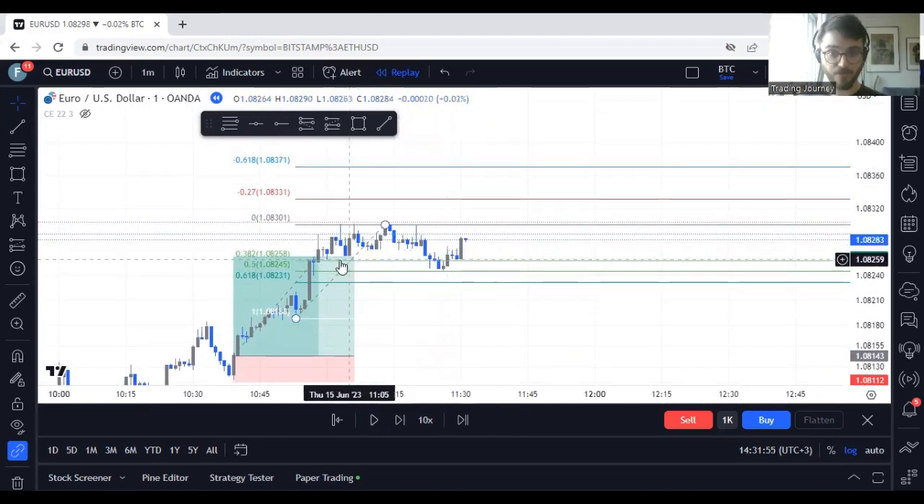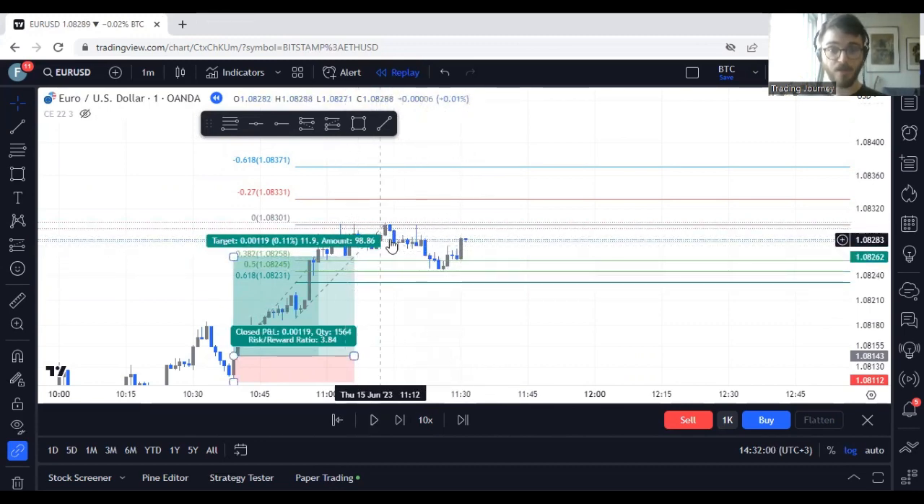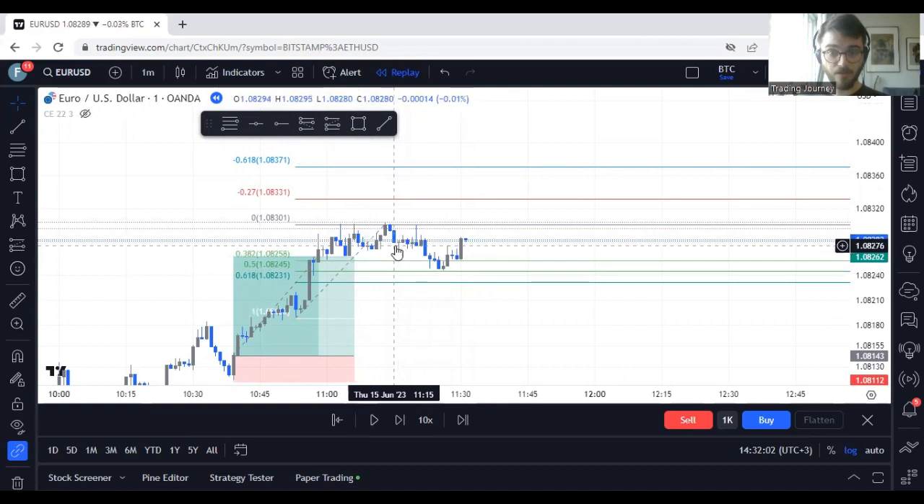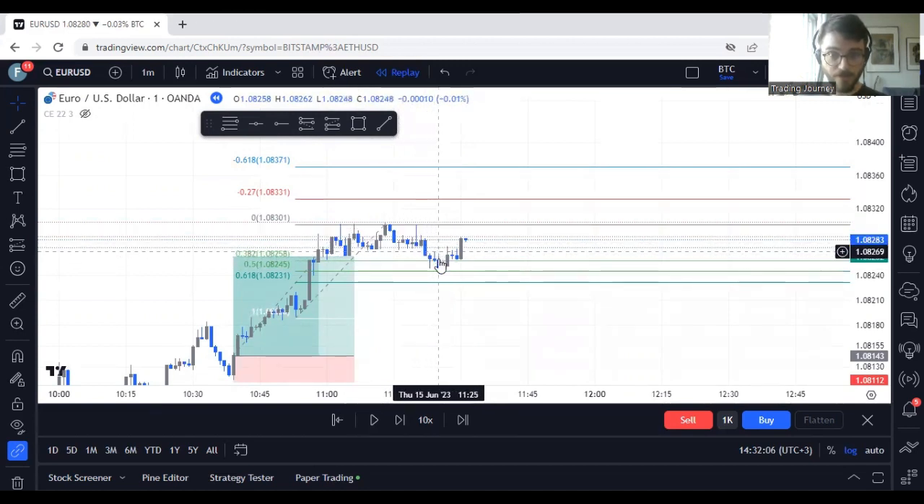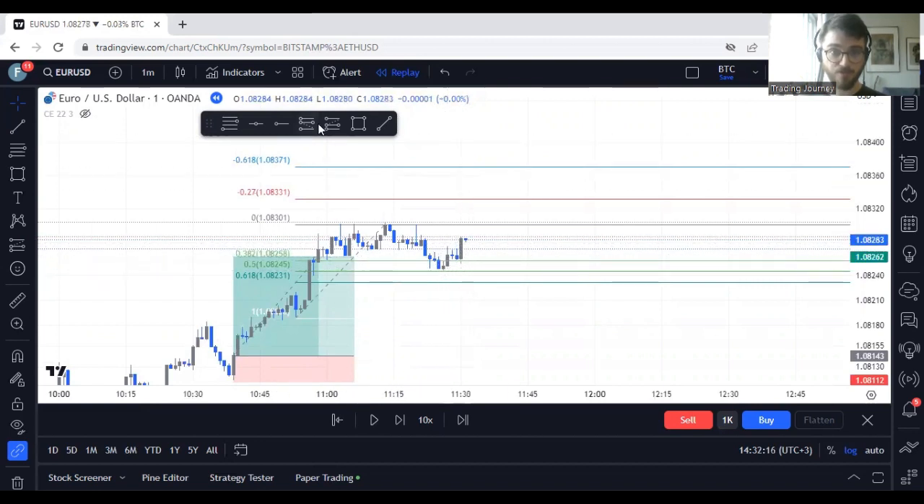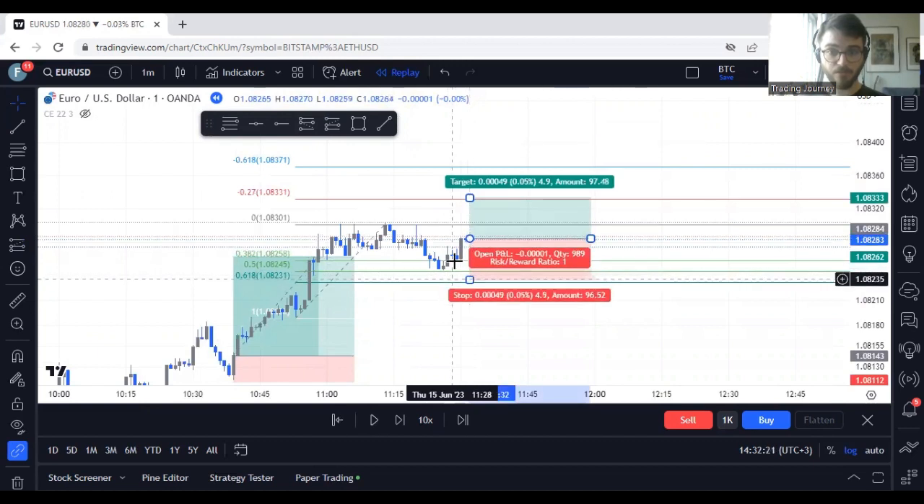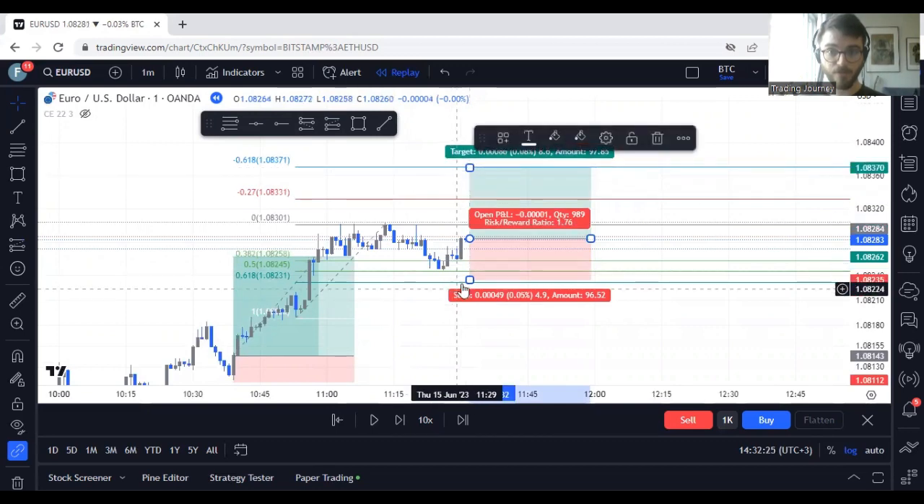So remember the market structure I talked about in the previous video. Now we are making again lower low, lower high, lower low, lower high, lower low, and then we break that mini downtrend with a new high that is higher than this and a new low that is higher than this. So now we can assume that the price is going to continue the trend. And again, we can put the stop loss there, targeting the first extension or the second one.